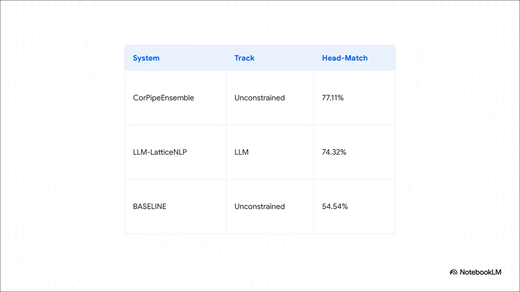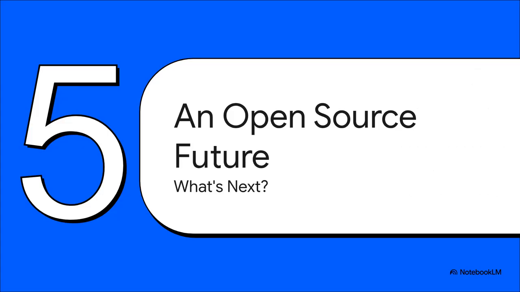The CorPipe ensemble, which, by the way, is an ensemble of their 7 best models, hit a head-match score of 77.11%. Compare that to the top LLM submission, LLM Lattice NLP, which is sitting at 74.32%, and the baseline model, which is way down at 54.54%. By breaking the problem down and utilizing highly specialized architectural choices, CorPipe literally left the brute force approaches in the dust. Finally, Section 5, an open source future.